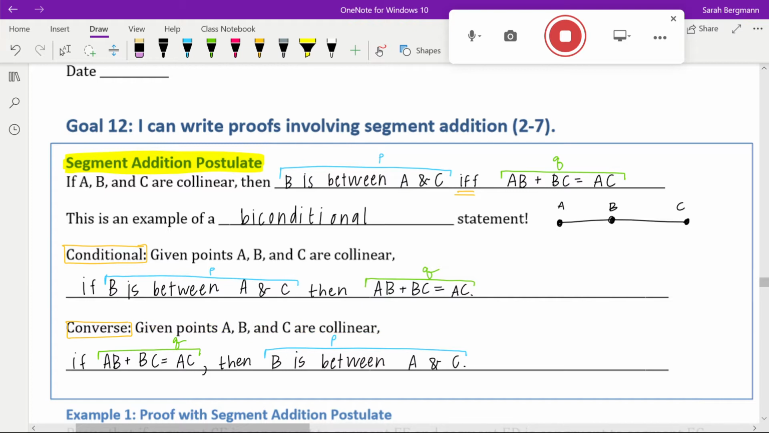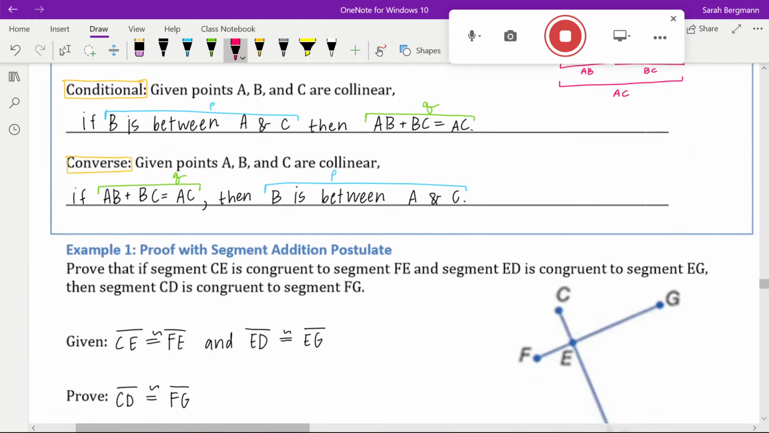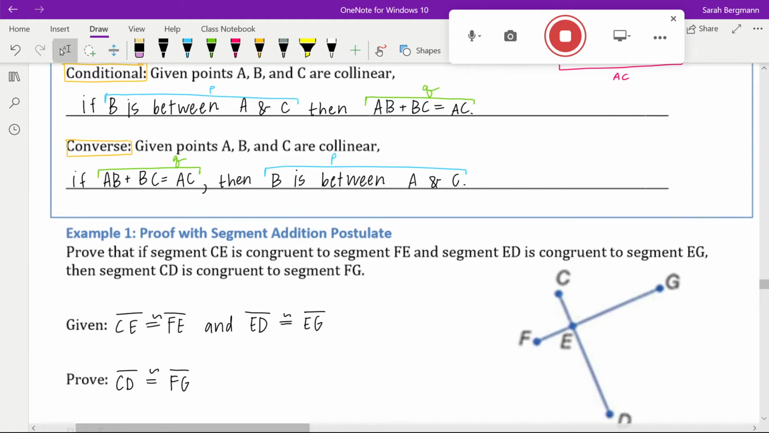So let's look at what this looks like in a diagram. If we have points A, B, and C all on the same line here, they're collinear, then we know that the length of AB plus the length of segment BC must add up together to be the length of segment AC if point B is between points A and C. Let's try an example with this.